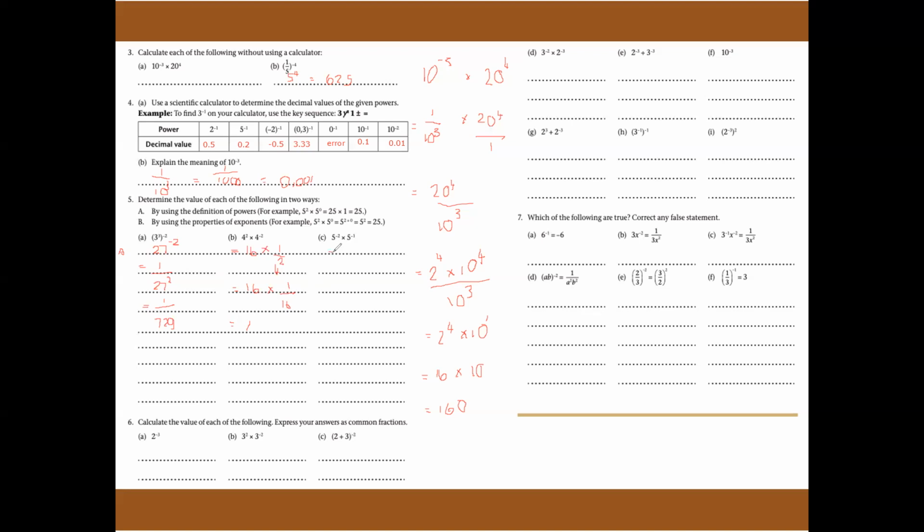Looking at C now, you rewrite this as the inverse, and then you work it out. So 5 to the power of 2 is 25. And then this 5 is just 5. Then you say 1 times 1 is 1, and 25 times 5 is 125.